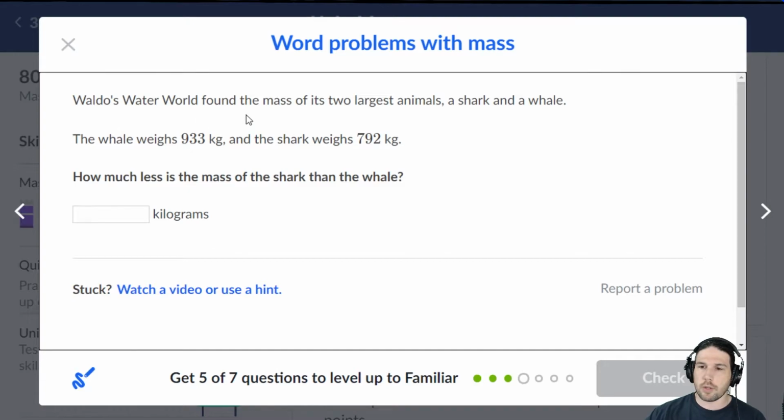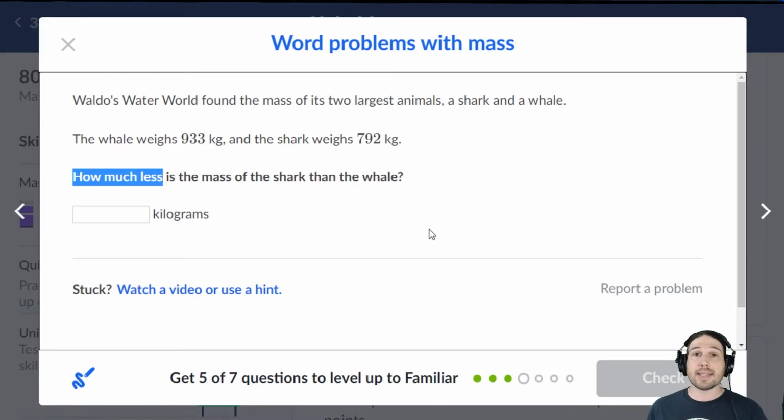Waldo's Water World found the mass of 2 largest animals, a shark and a whale. How much less? This is a code phrase, okay? We talk about these a lot. When they say how much less, they're usually talking about subtraction. Usually. You have to look at the larger context. How much less is the shark than the whale? So we're going to take the whale, the bigger one, and we're going to subtract the shark, the smaller one.